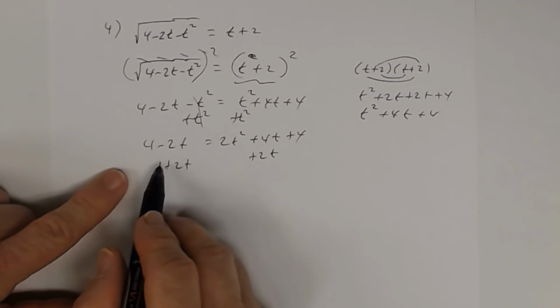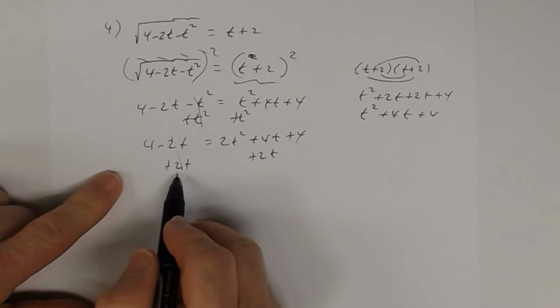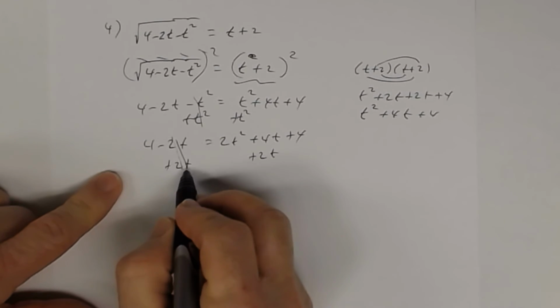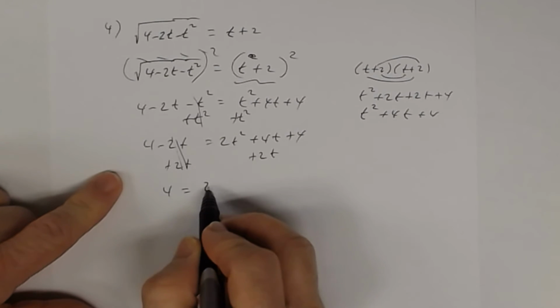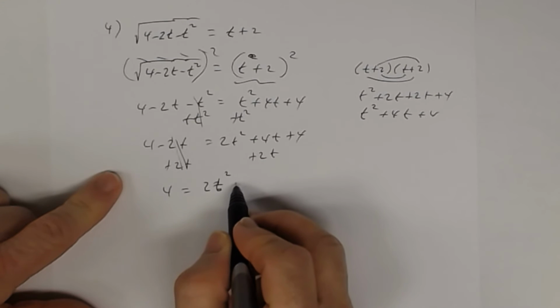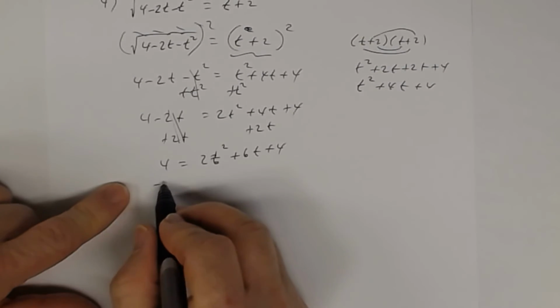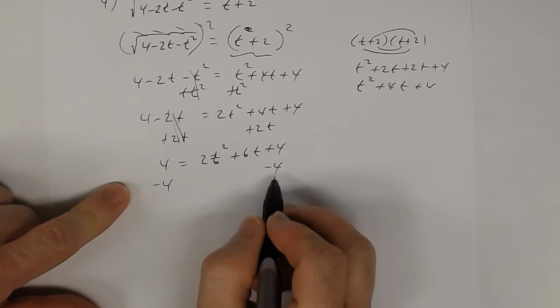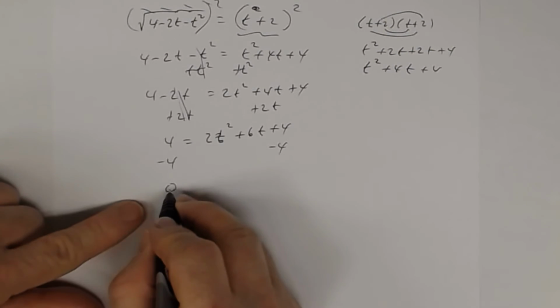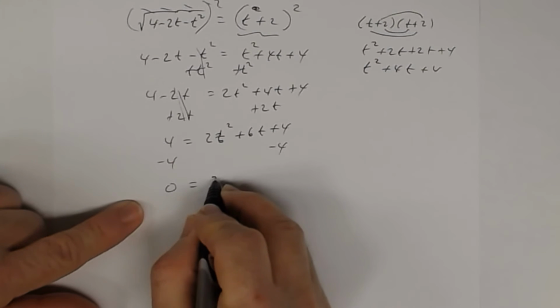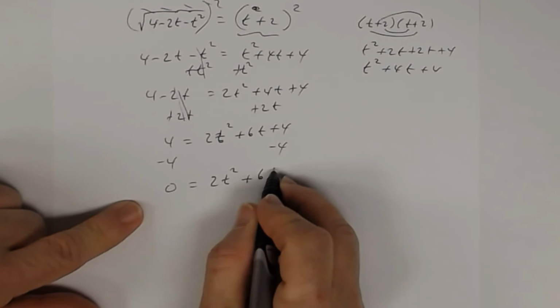And so the negative 2t and the 2t is 0. So that's 0 here. So I get 4 equal 2t squared plus 6t plus 4, right? Then I'm going to subtract 4 from both sides. So notice I'm aligning my like terms. 4 minus 4 is 0. You need a 0 on this side, equal 2t squared plus 6t.